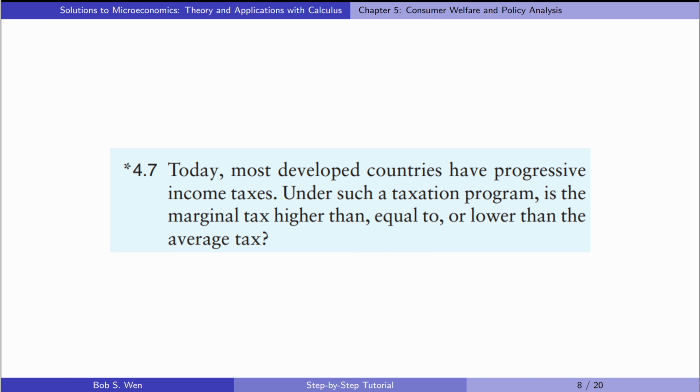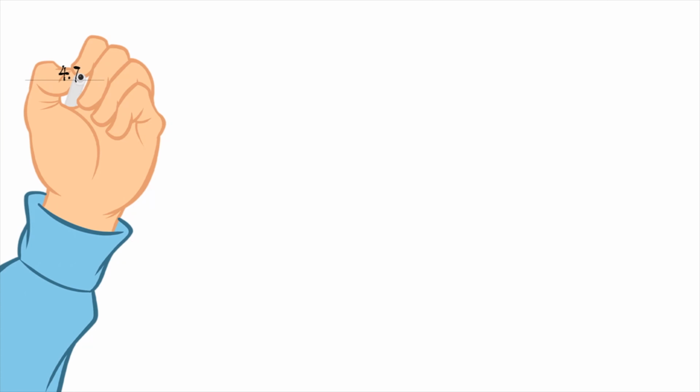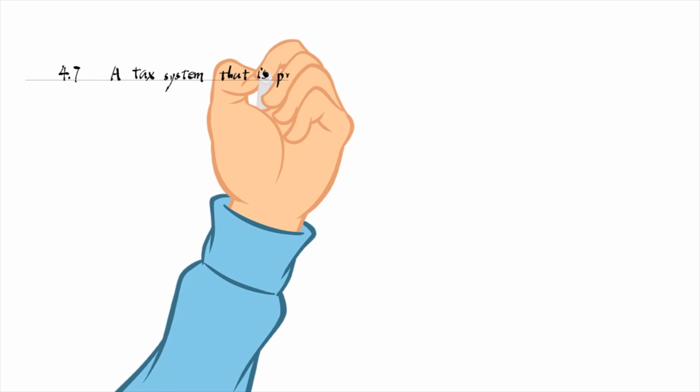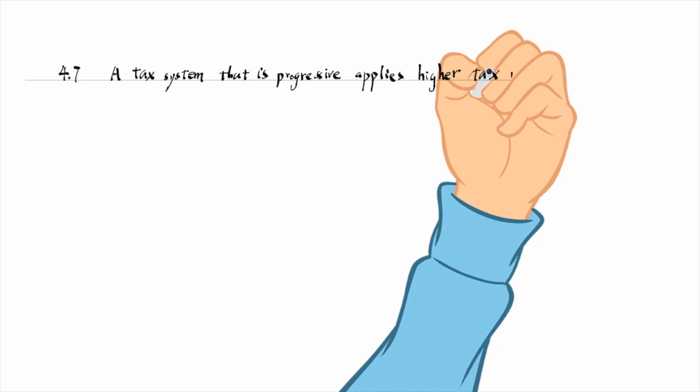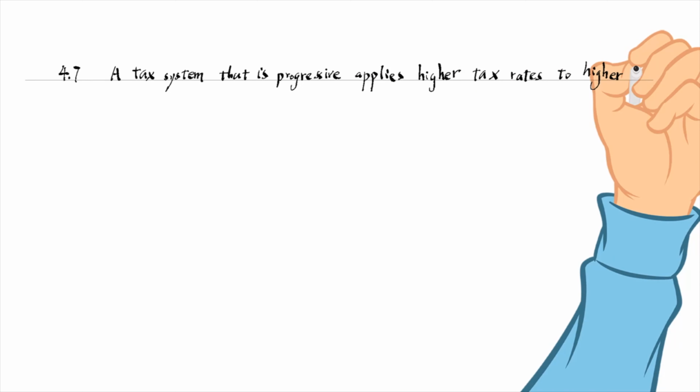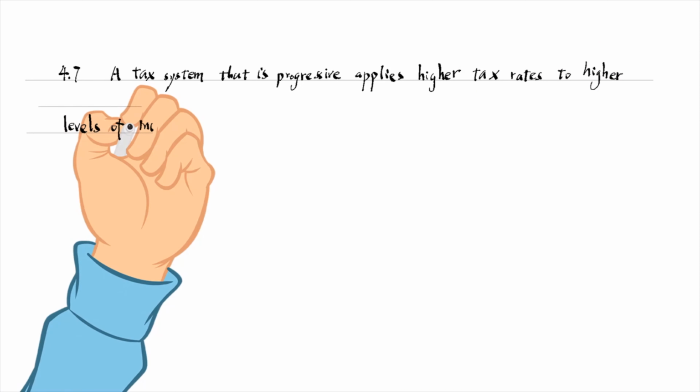Here's exercise 4.7. Today, most developed countries have progressive income taxes. Under such a taxation program, is the marginal tax higher than, equal to, or lower than the average tax? A tax system that is progressive applies higher tax rates to higher levels of income.